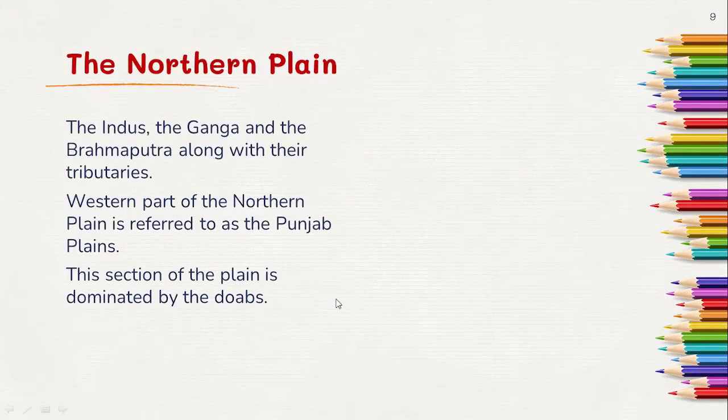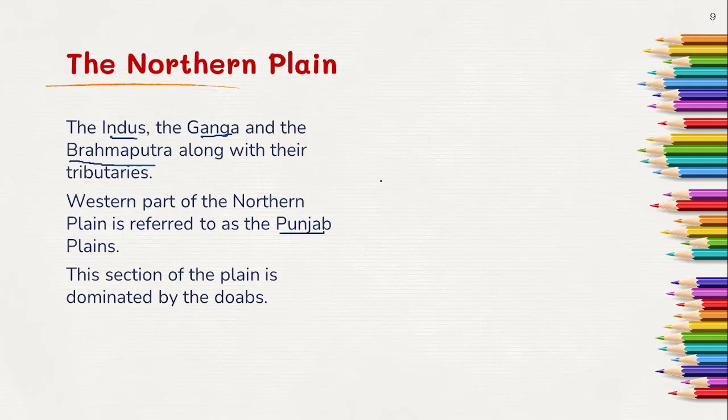Next is the northern plains. These northern plains are found because of the three main rivers. The main three rivers which are forming them are Indus, Ganga and Brahmaputra. The west part of the northern plains is referred to as Punjab.